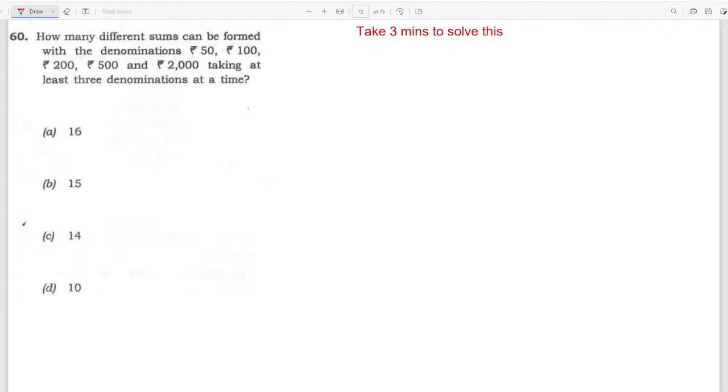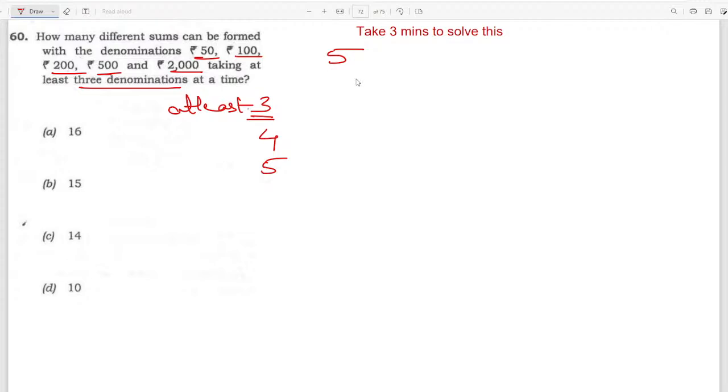So we'll see how to go about this problem. They are saying, how many different sums can be formed with denominations 50, 100, 200, 500 and 2000. There are 5 different types of denomination, 1, 2, 3, 4, 5, taking at least 3 denominations at a time. So you can take 3 at a time, 4 at a time, or 5 at a time, because they are saying at least 3, not only 3 at a time.